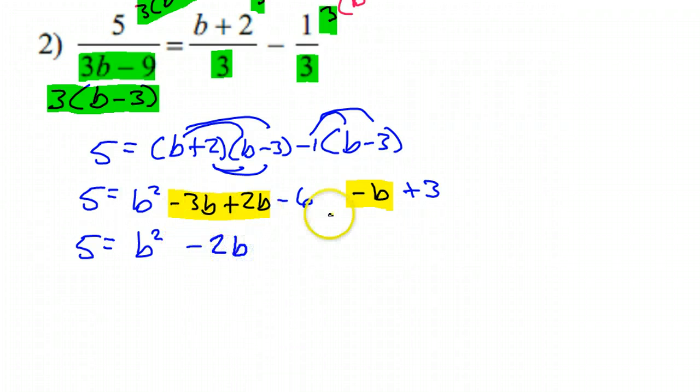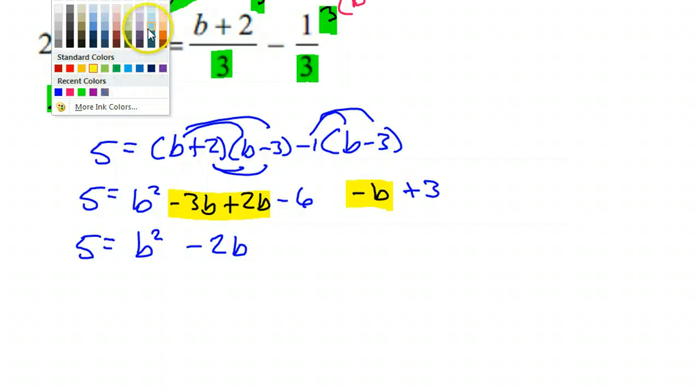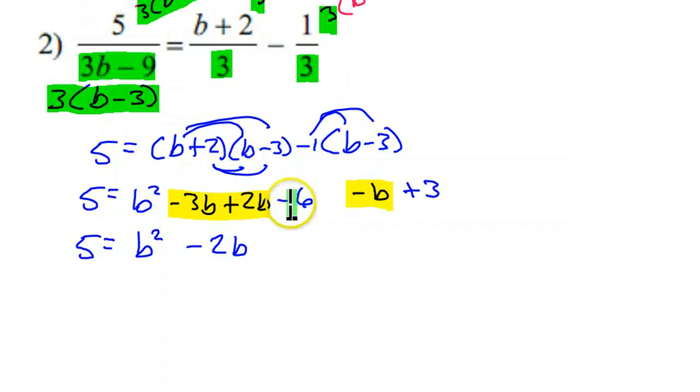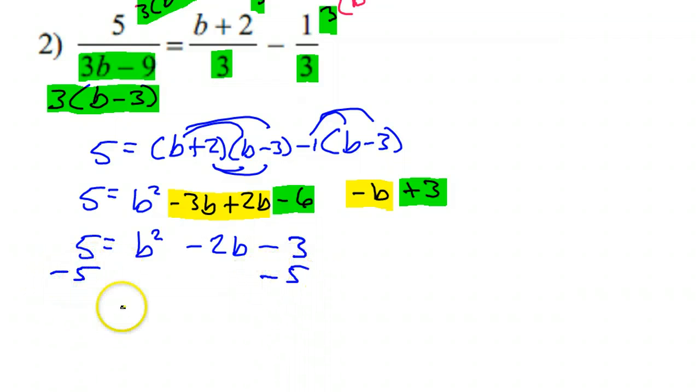So together, these three balance out to be negative 2b. And then I've got the negative 6 and the positive 3. They're going to go together, so that's going to make negative 3. Then I need to subtract 5 from both sides. So that'll give me 0 is equal to b squared minus 2b minus 8.